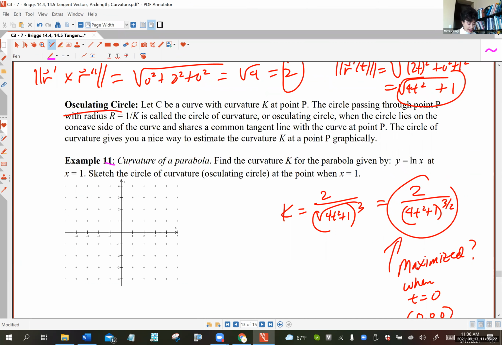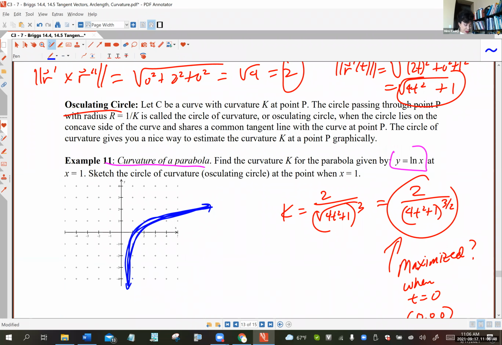So here's a parabola, and they give you y equals ln of x. Now you're like, well, y equals ln of x doesn't really look like a parabola. Well, yeah, it's kind of like a sideways parabola if you graph it. Has that parabolic look to it, doesn't it? It's not your usual parabola, but it's got sort of a parabolic arc to it.